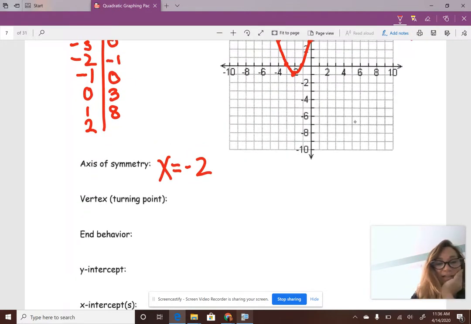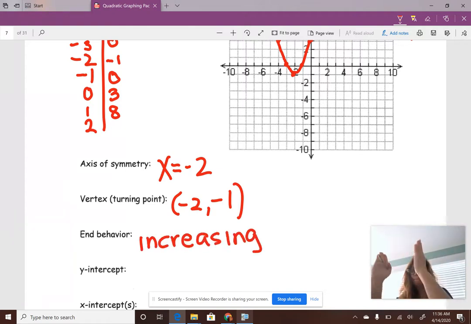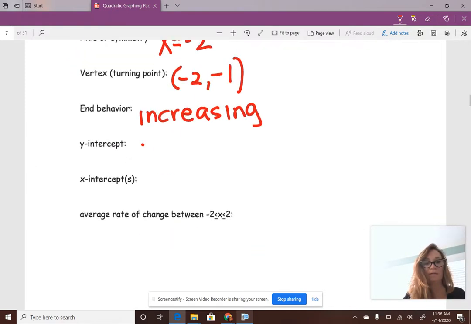The vertex, what is that? And that's an ordered pair. So notice those are parentheses. Don't get that confused with interval notation. End behavior, it's increasing. That means like both arrows are going up. Okay, the y-intercept is 3 because it crosses the y-axis at 3.